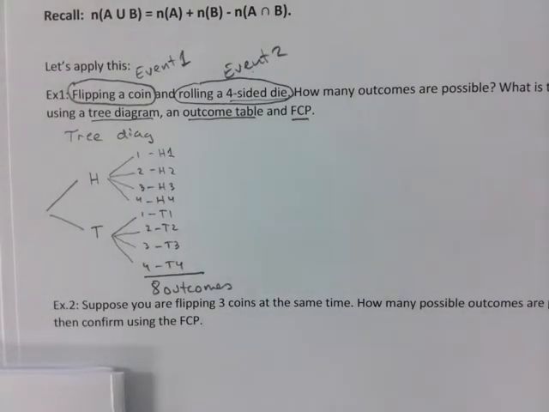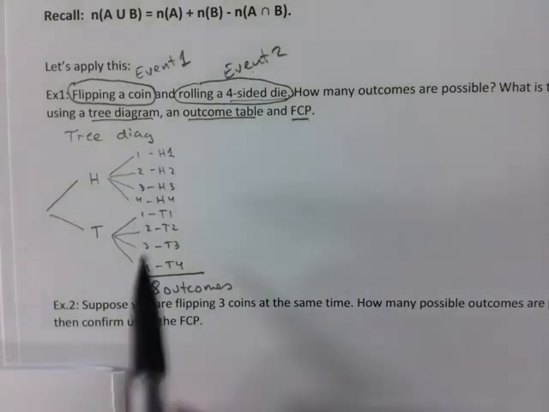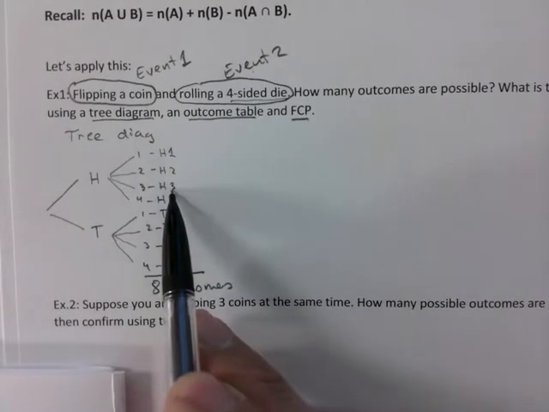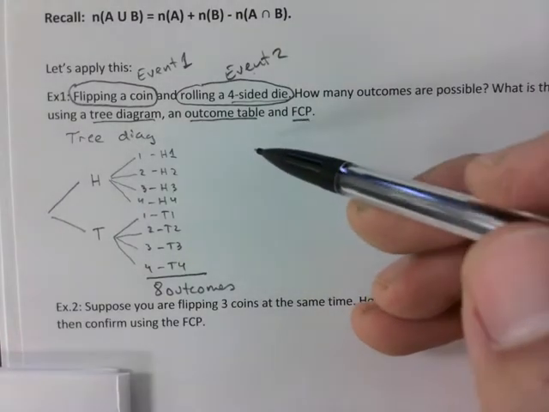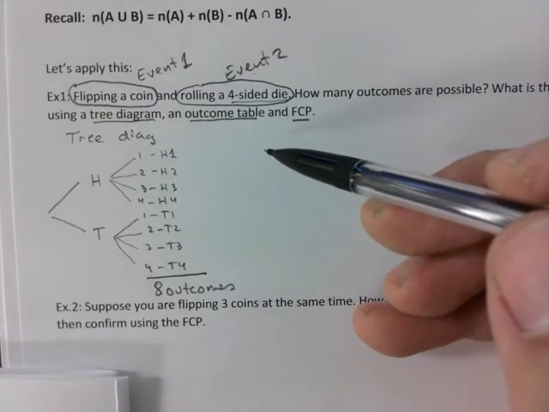How many of those outcomes involve heads? 4. And 4 tails, right? How many outcomes involve rolling a 3? There's only 2 outcomes, right? This one and this one. So I can ask in many ways. I can ask you for things, and this shows you exactly how many there are. There's a visual representation.